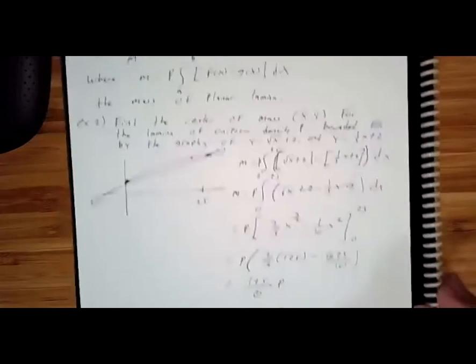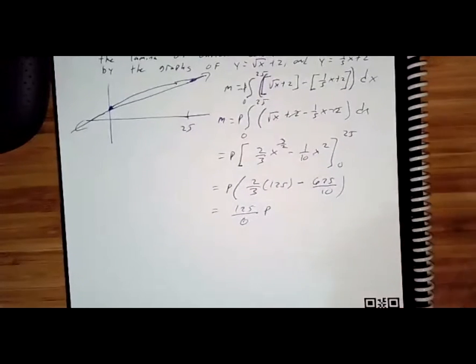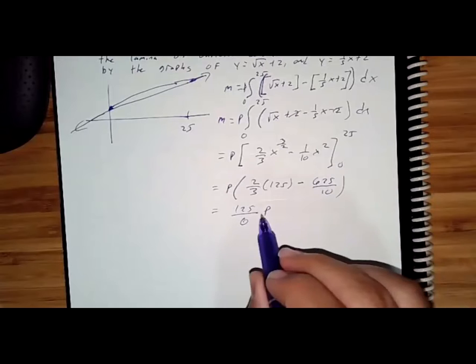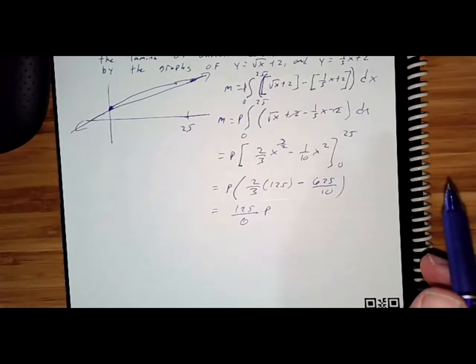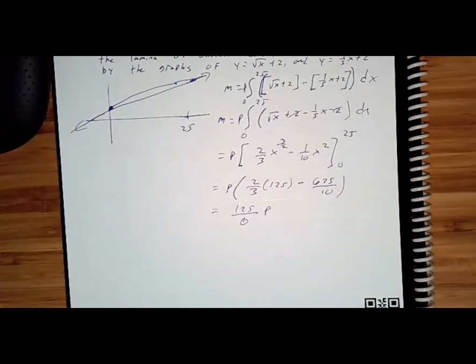Okay. All right, so we got the total mass. It's this times the density, p. We don't know what p is. It was not given. But when it comes to finding the center, it's not going to matter because the p's will cancel. If you remember the formula, x bar will have the moment of y divided by m, so that would be canceled. So we need to find capital My and Mx.